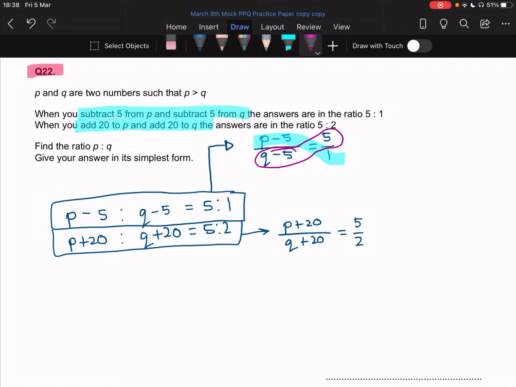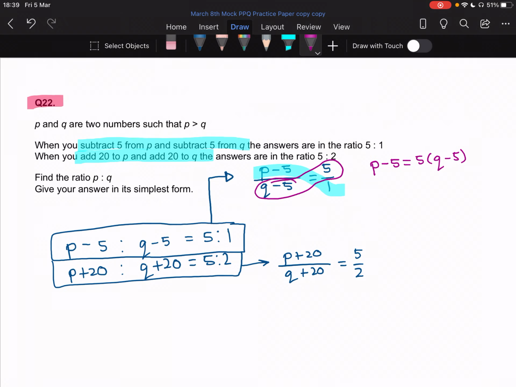So that's what cross multiplying is. You can rearrange an equation really quickly like this. So P minus 5 times 1 is just P minus 5. Q minus 5 times 5 is like saying 5 bracket Q minus 5. Of course, we can expand the bracket, and I want to rearrange that so it looks like a normal simultaneous equation. So that's what I'm going to aim to do. So expand the bracket.